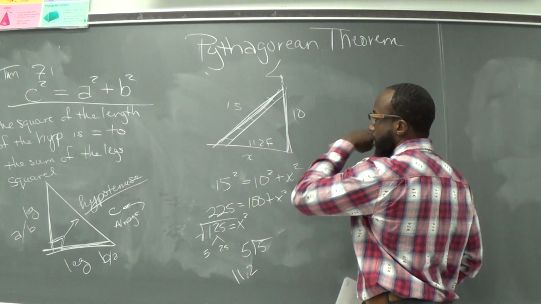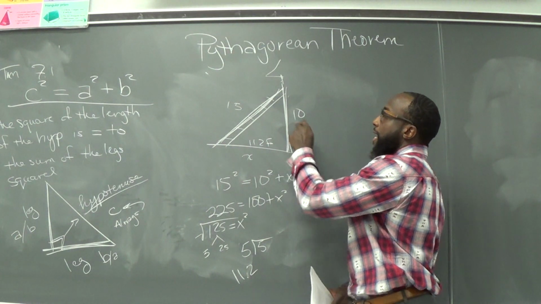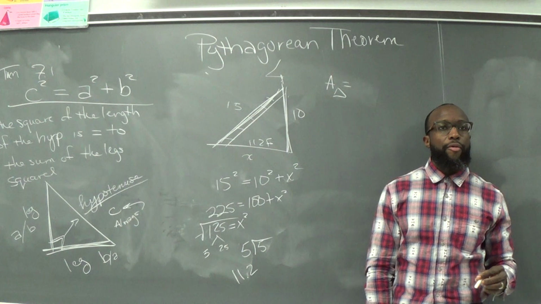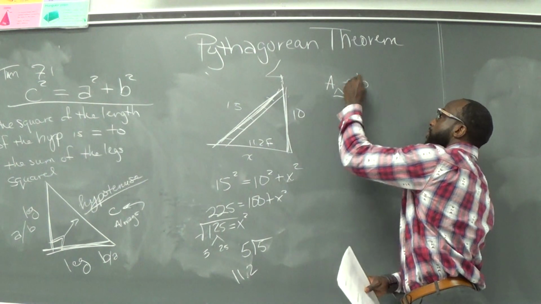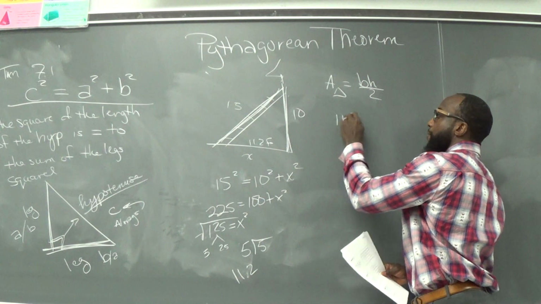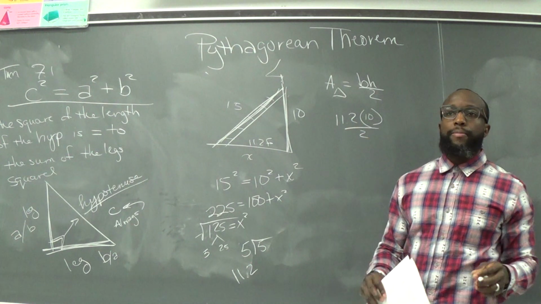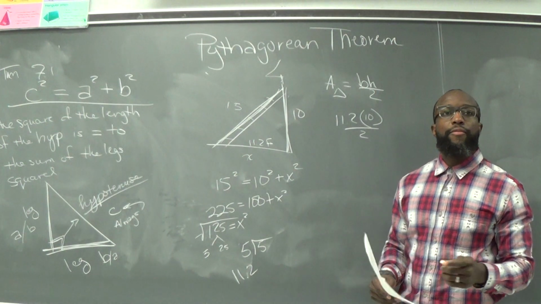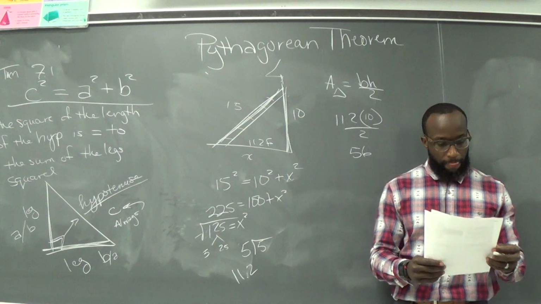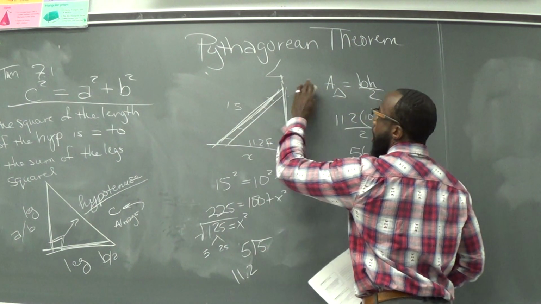Okay, all right. Now, what about the area of the triangle? If we look at the same problem, Alexis, how would we find the area? What's the formula for the area of a triangle? Base times height over 2. So the base in this problem is 11.2, right? The height is 10, all divided by 2. 56. All right, 56.